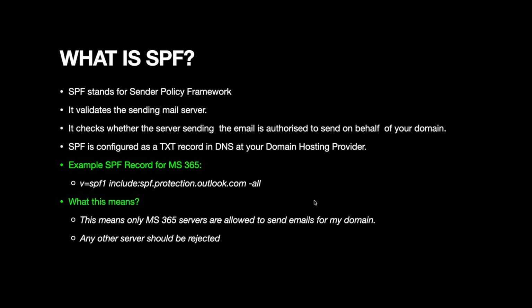Let's quickly understand each part. First, v=spf1. This specifies the SPF version. Next, include:spf.protection.outlook.com. This means we are authorizing Microsoft 365 mail servers to send emails for our domain. And finally, -all. This tells receiving mail servers to reject any other server that is not listed above. So in simple words, only Microsoft 365 is allowed to send email from this domain, and any unauthorized server will fail SPF validation.